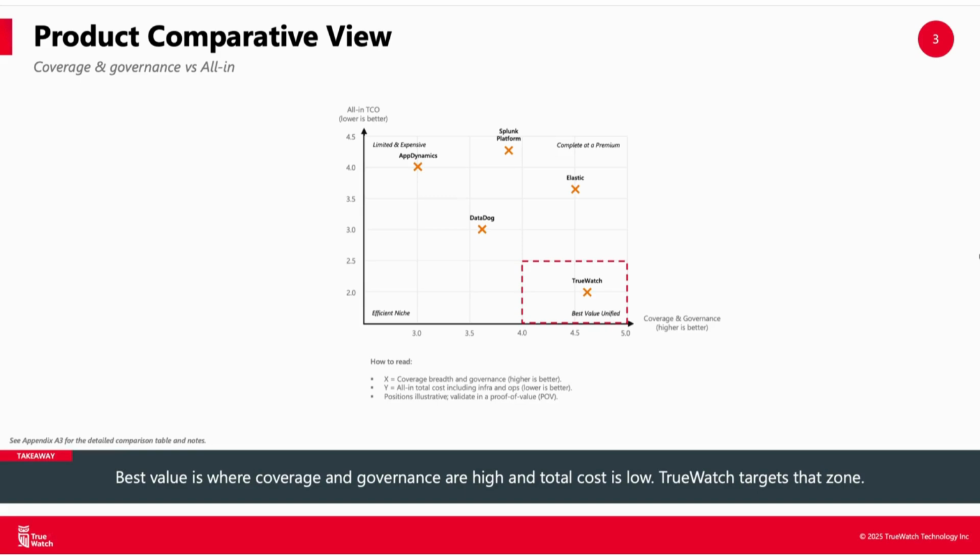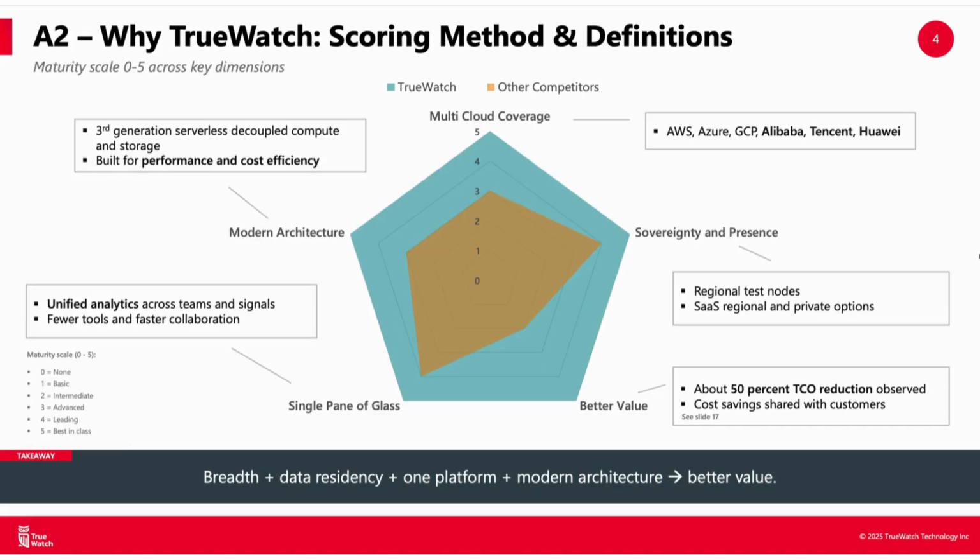I'll go a little bit into more detail on what makes us stand out compared to the other competitors. This is a scoring chart here. Looking at the maturity scale, we're looking at 0, none, on the bottom left, to 5, best in class. We are looking at 5 dimensions here. At the top, let's see how TrueWatch compares to the other competitors.